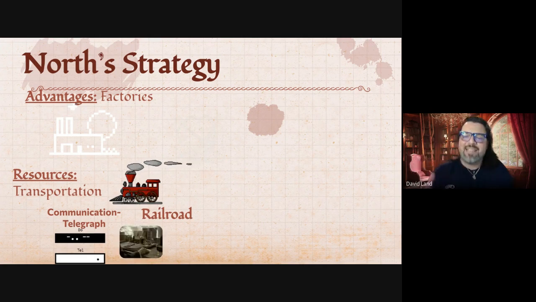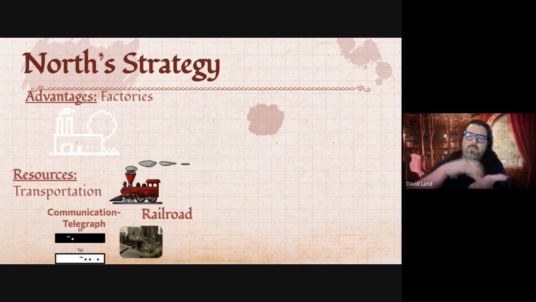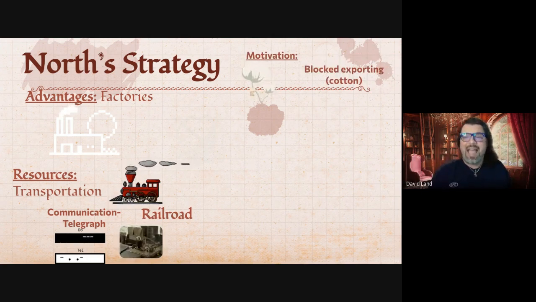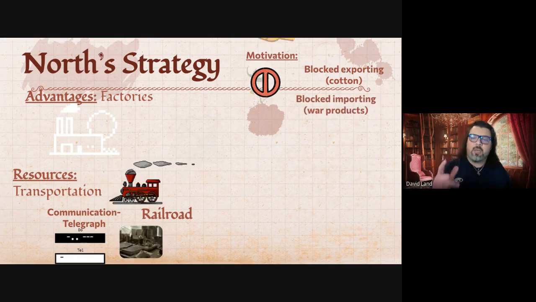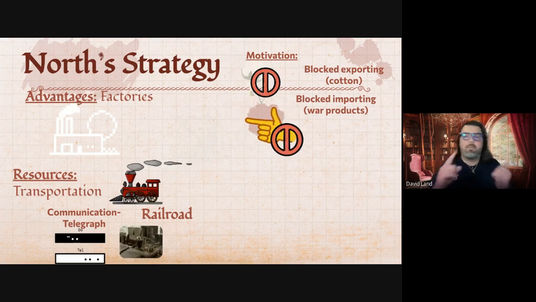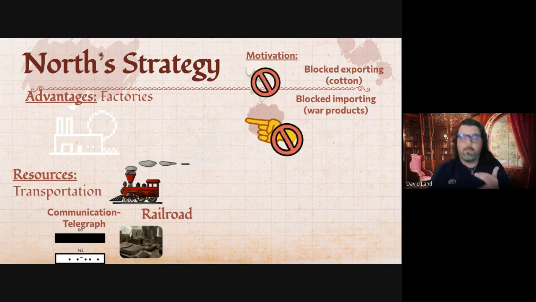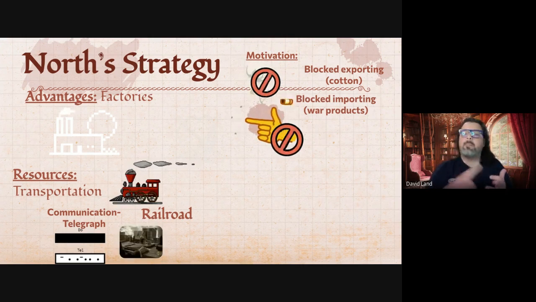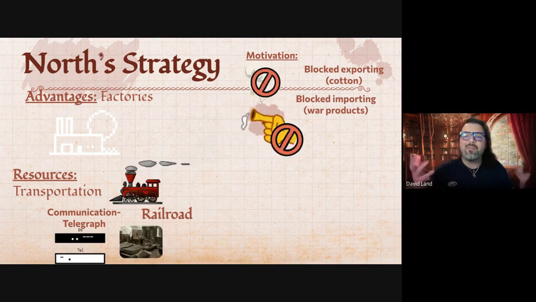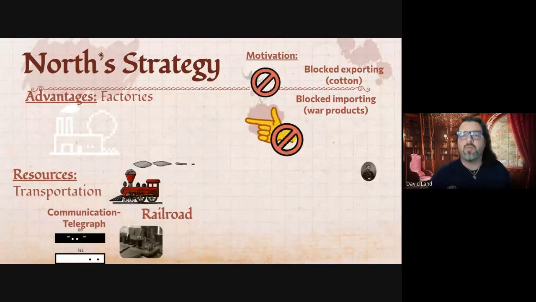Also, they had telegraphs. So those little communication devices could help the Union troops and generals communicate with each other, which the South didn't have very many of. Now, their motivation: they wanted to stop the South from doing what they did best. Block their war products, block their foreign goods, and block their cotton, which was what? Cash crop money. If the South didn't have money, they didn't have an army. That was what the North was intending to do.